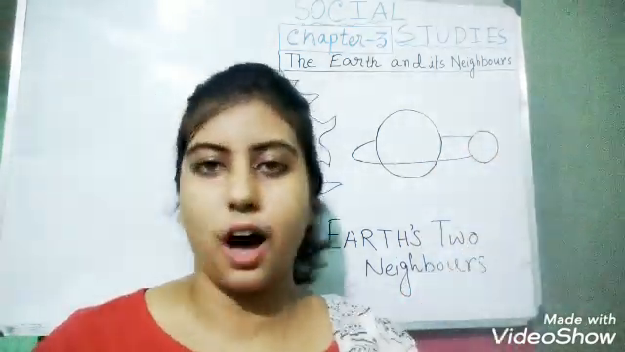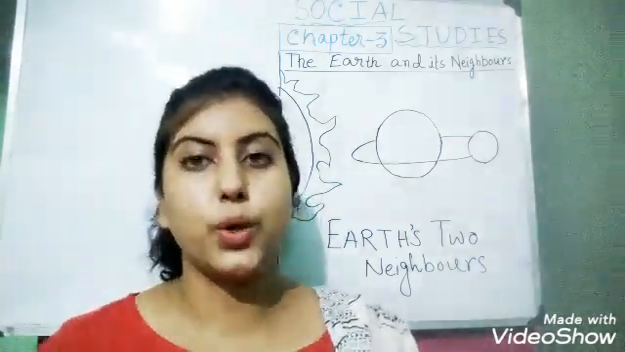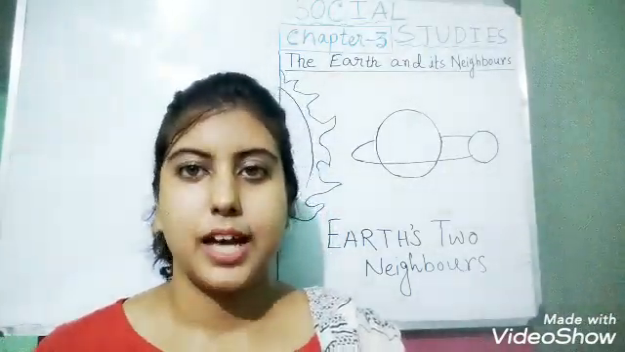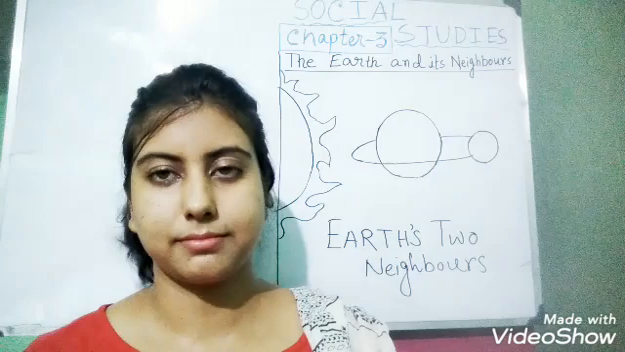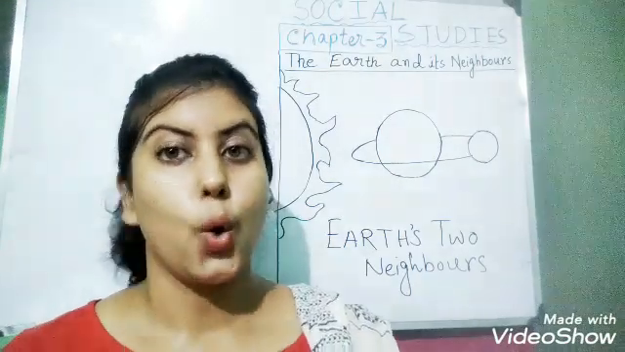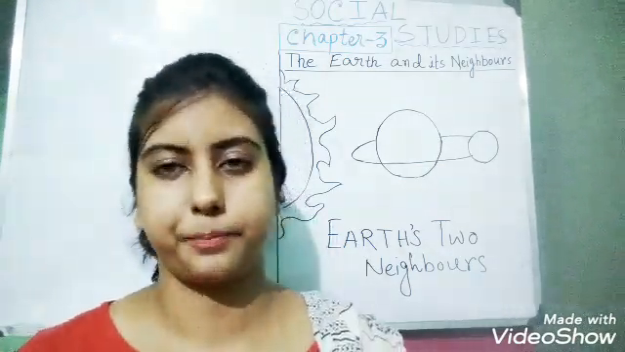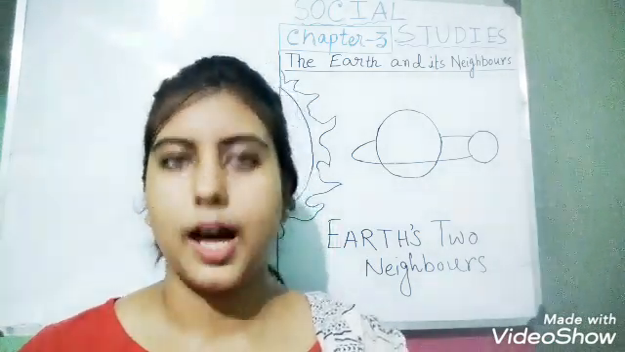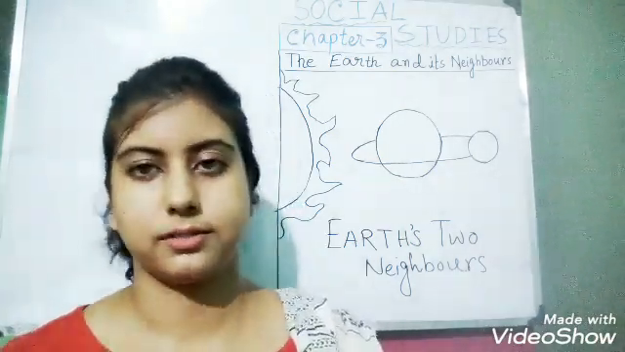So, let's start. First, tell me what you can see in the sky during the daytime. We can see the sun during the daytime. And what can you see at night? We can see the moon at night in the sky. So children, the sun and the moon are the two neighbors of our earth.